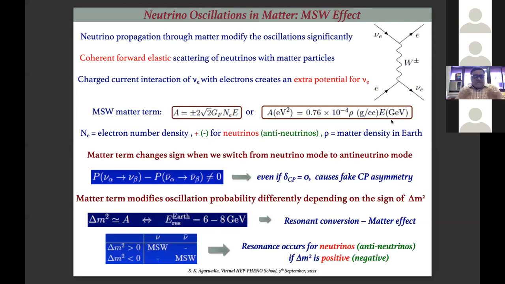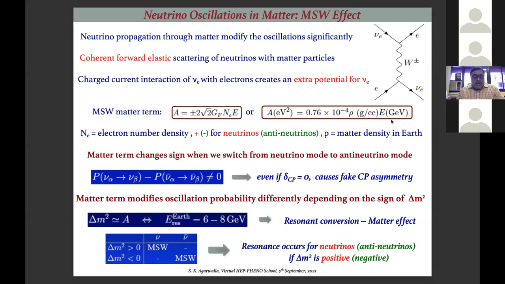If you want to disentangle these two effects in the same experiment from the same data set, you need multiple experiments at various energies and various baselines, and you also need to probe various oscillation channels if you want to disentangle this effect.